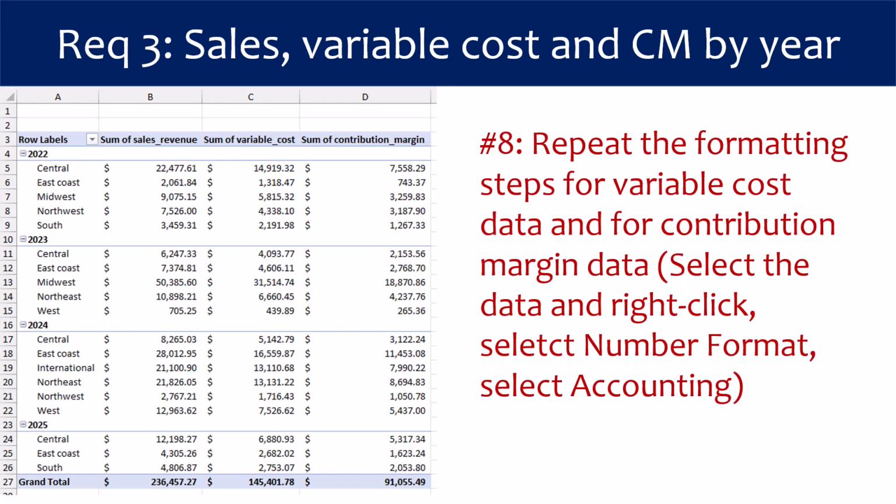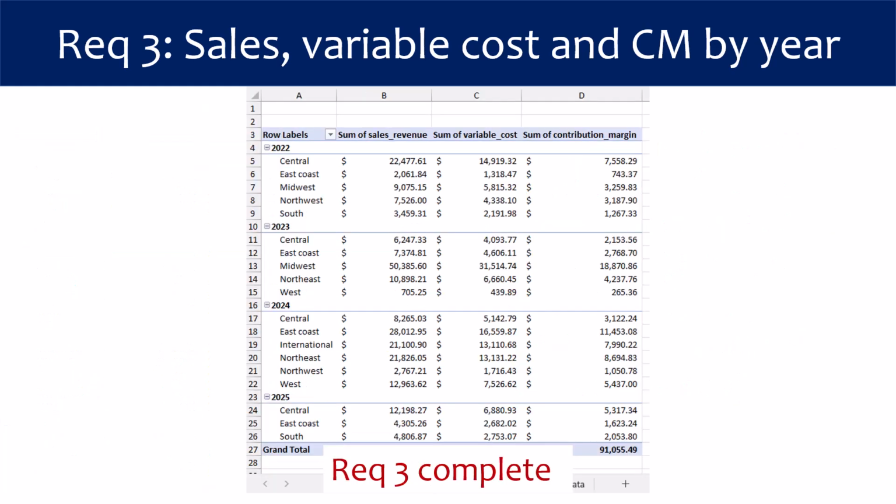Repeat the formatting steps for variable cost data and for contribution margin data. Those steps are to select the data and right-click, select Number Format, and then select Accounting. Requirement 3 is complete. We created a pivot table that shows sales revenue, variable costs, and contribution margin for each year for each region.